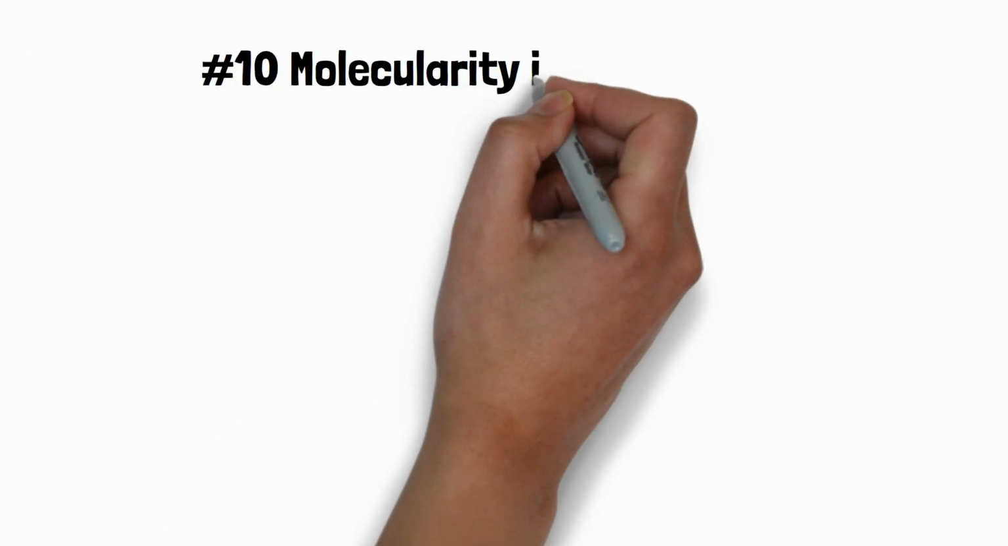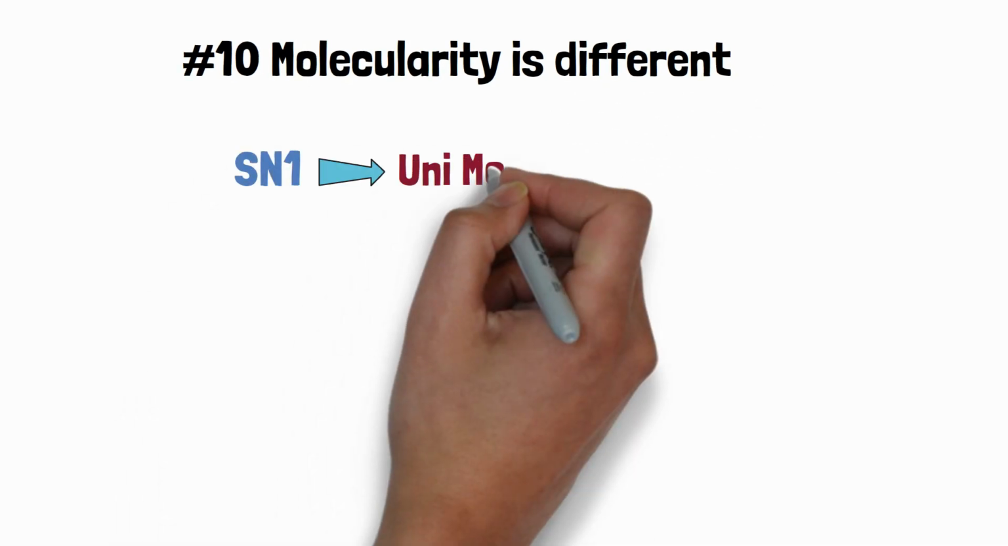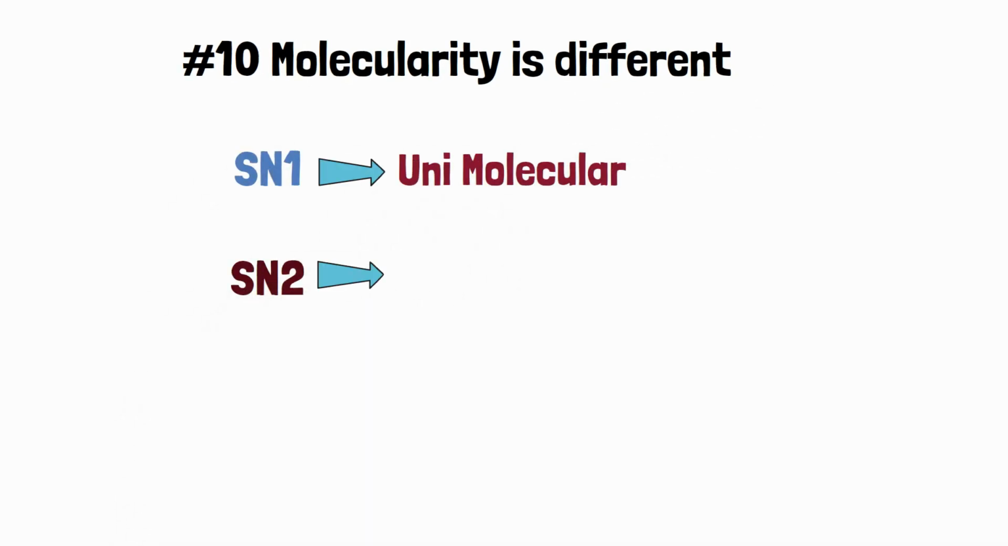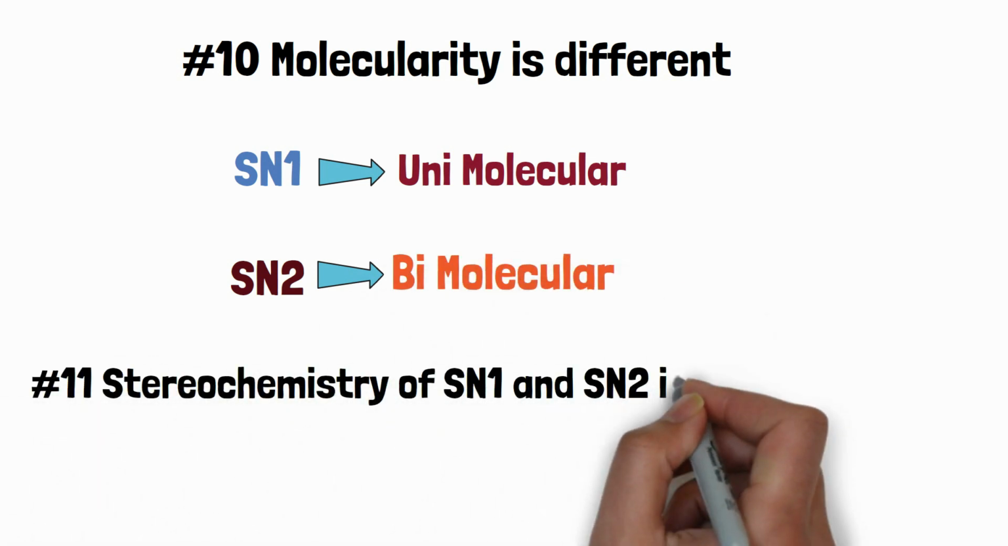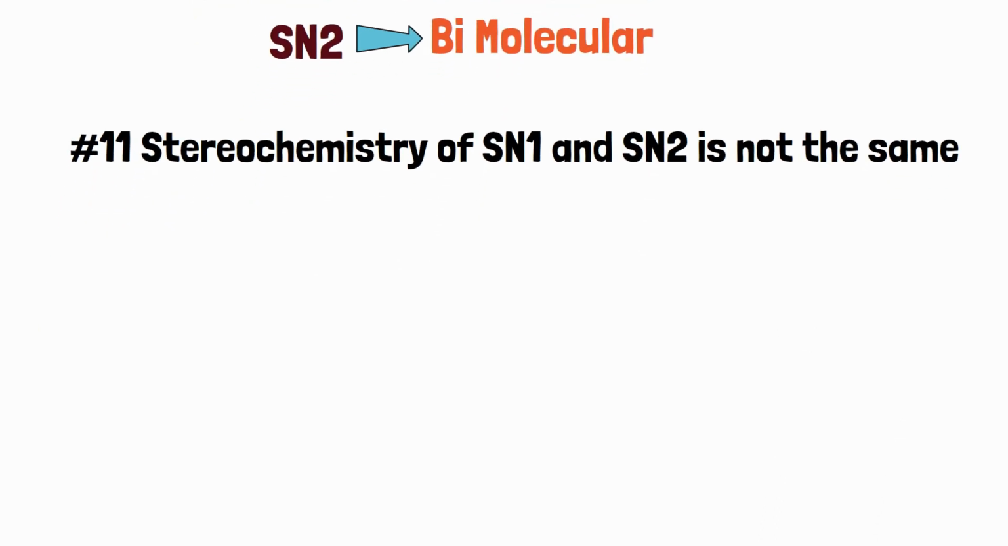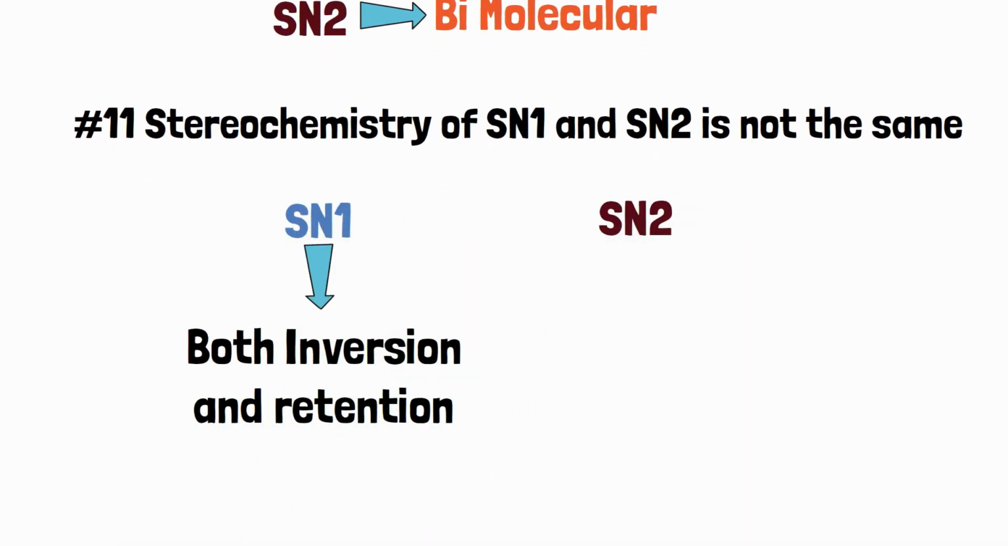Number 10, molecularity is different. SN1 is a unimolecular reaction whereas SN2 is a bimolecular reaction. Number 11, stereochemistry of SN1 and SN2 is not the same. Both inversion and retention are involved in SN1, but only inversion is involved in SN2.